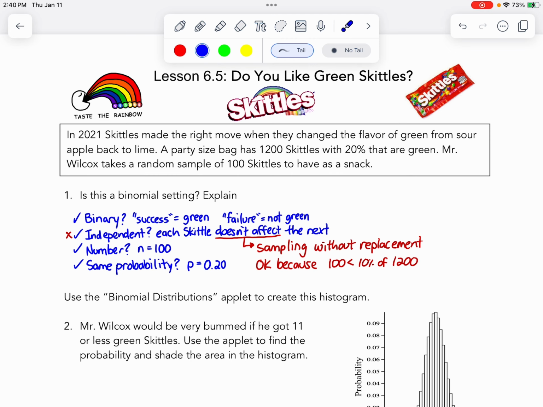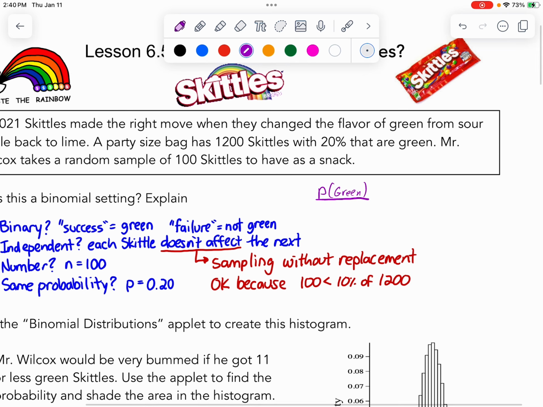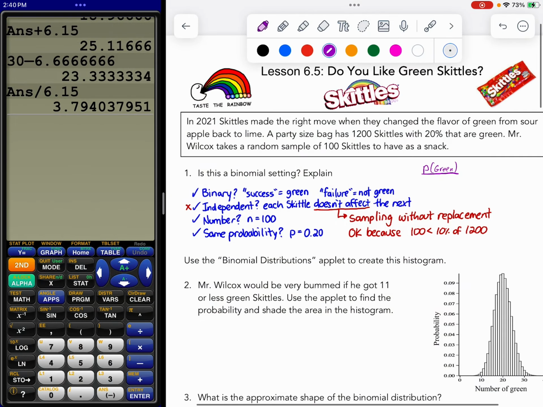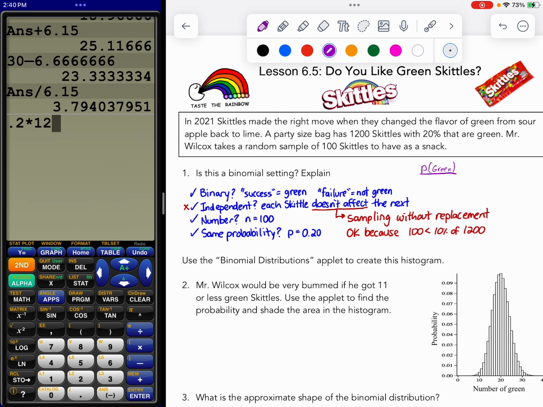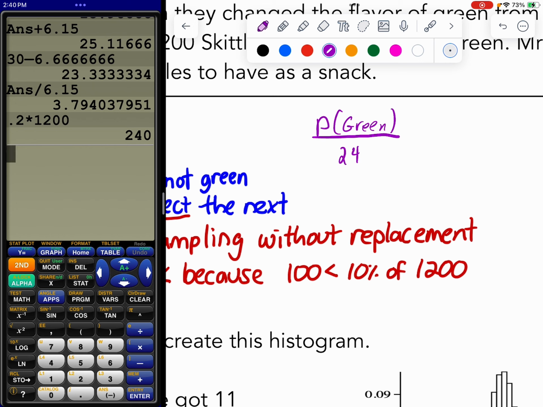Let me just say this. Let me show you a brief example. Let's say the first Skittle was green. The probability of it being green is, well, let's see, you might need a little calculator to help me through here. It says 20% of the Skittles are green? So 20% of 1,200, so 240 of the Skittles are green. So let's say the first one was green, okay? Well, that would be 0.20, right?